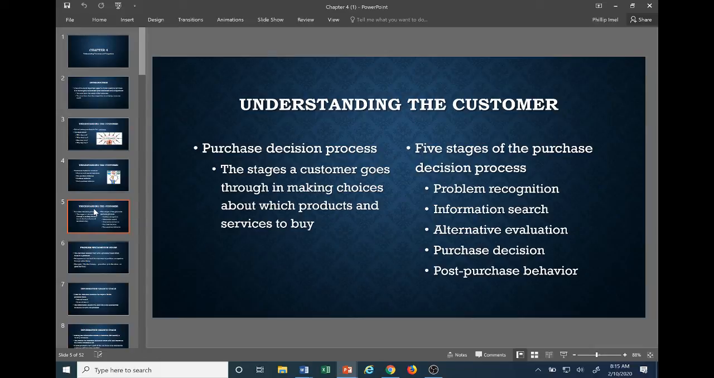Information search. This is where they're going to be searching out the different brands and products, to see which type of information is most appealing to them. Alternative evaluation, seeing what different types of things are out there to choose from. Purchase decision, what they ultimately decide to purchase, and then, like I said, the post-purchase behavior: are they satisfied or not?